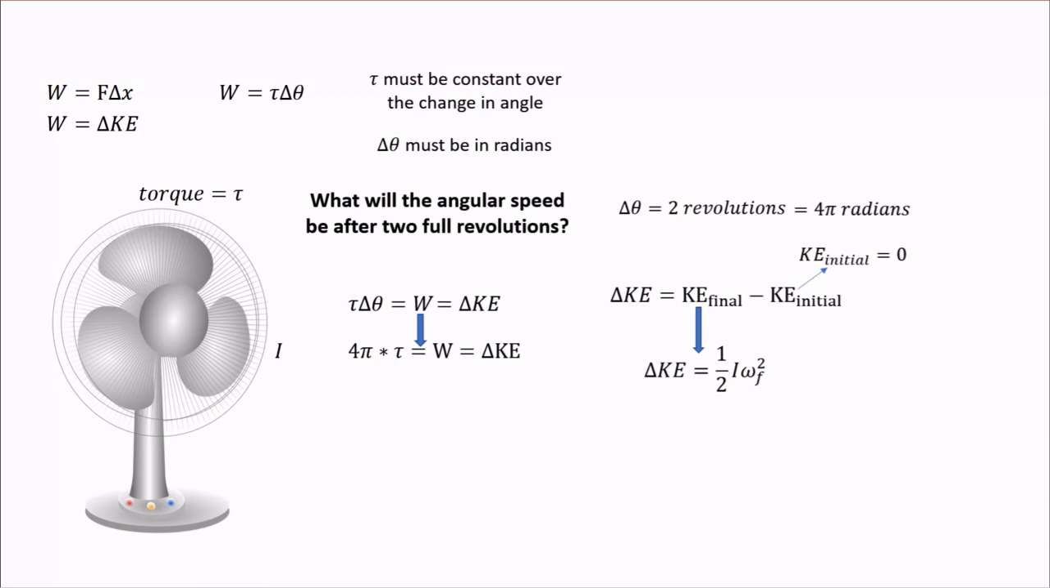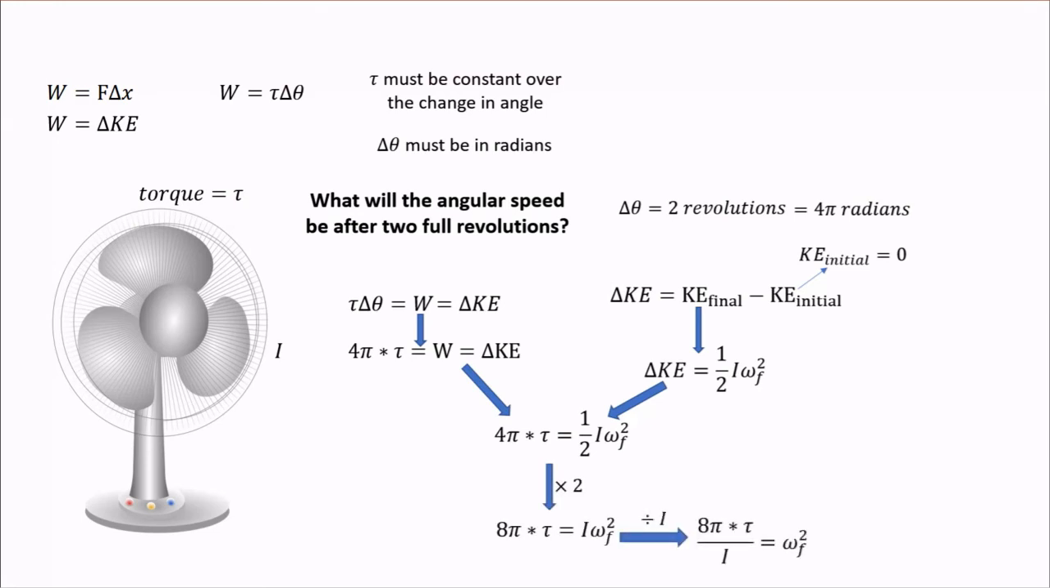Now we can put these two equations together since they both equal change in kinetic energy. So now we just need to solve for omega final since that is the final angular speed, which is what we wanted to know. So we just multiply both sides by 2, and then we divide both sides by I, then we take the square root of both sides, and great, we have our answer.